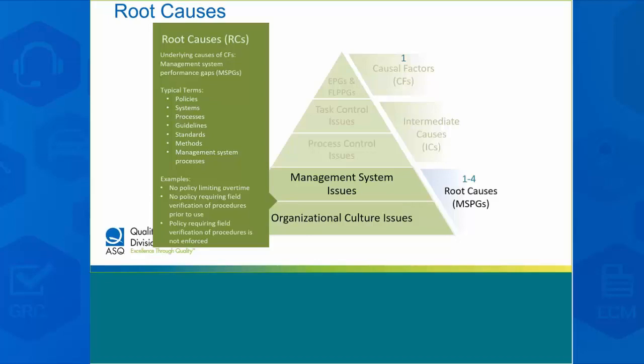And so a quick little example here is our management system gap is we don't walk down procedures, we don't do a field verification. Our task control and process control issue as a result of that is we have a deficient procedure. The frontline personnel performance gap is, as a result of that deficient procedure, Jim fails to take a sample, okay? So Jim failing to take a sample comes from the procedural deficiency, which comes from the fact that we have a gap in our management system. We don't walk down procedures.